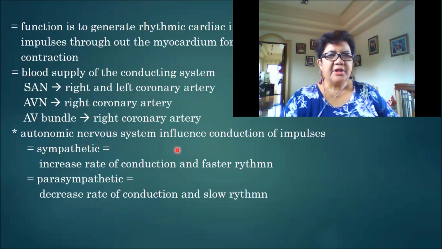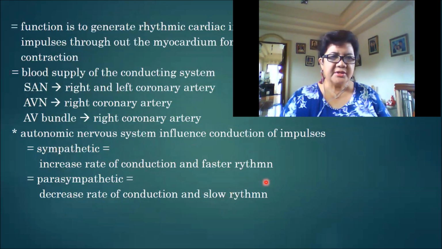The autonomic nervous system will influence conduction of impulses, wherein the sympathetic will increase the rate of conduction and give a faster rhythm. So this is when you are frightened or when you have a tachycardic condition of your heart. With the parasympathetic, there will be a decreased rate of conduction and a slow rhythm, because your parasympathetic autonomic system will give a relaxed condition.